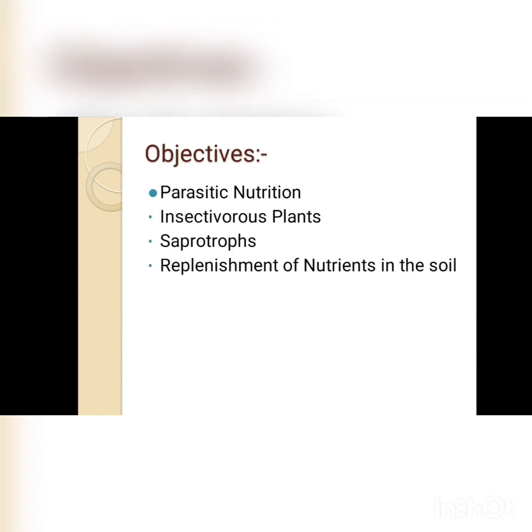Now the objectives we are going to discuss today. In this topic we are going to first discuss parasitic nutrition, then insectivorous plants, then saprotrophic nutrition, saprotrophs, then replenishment of nutrients in the soil.